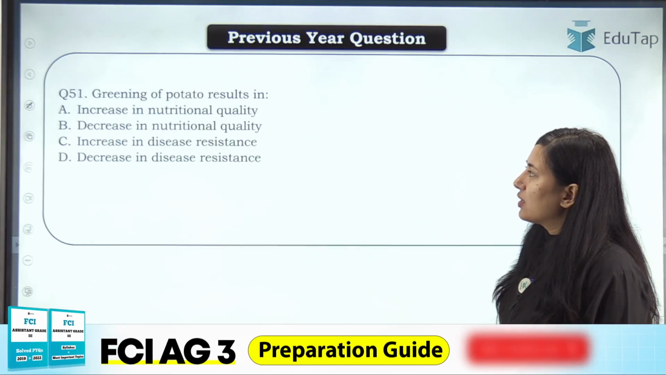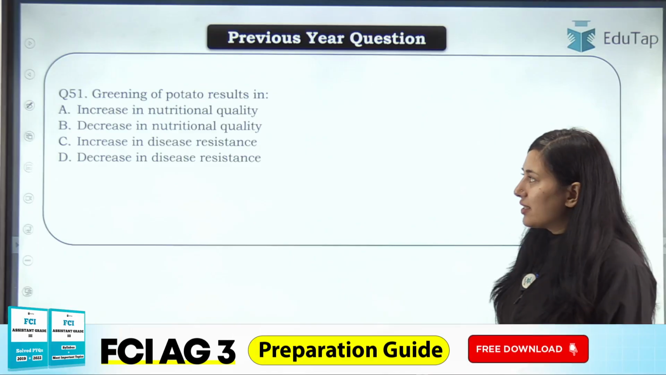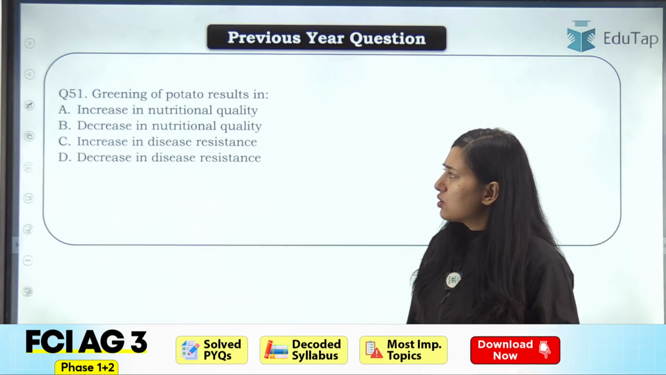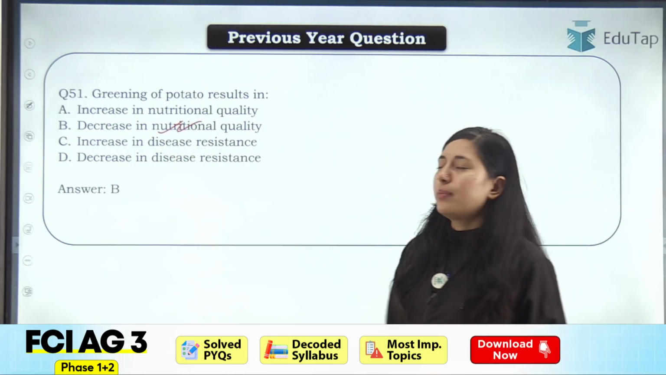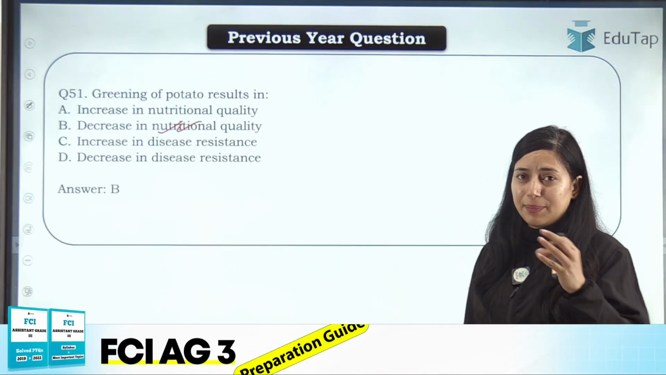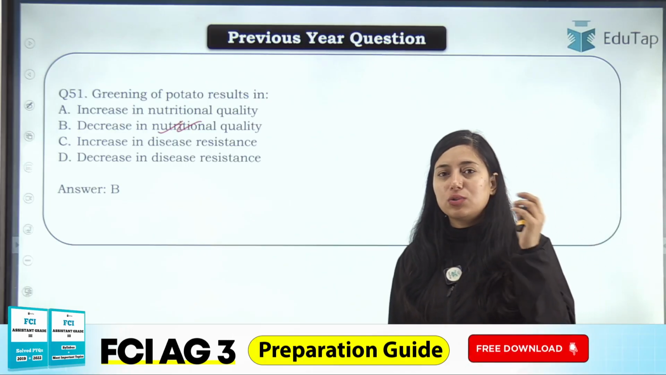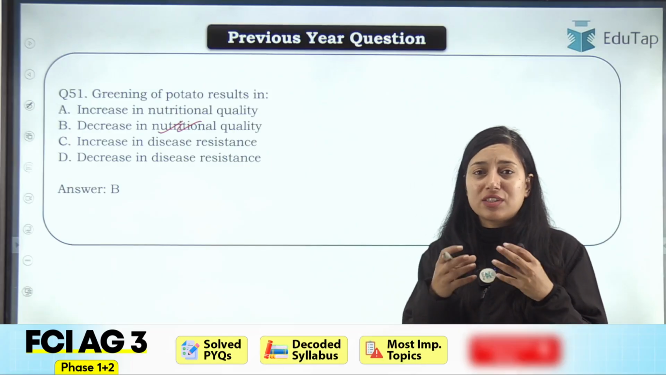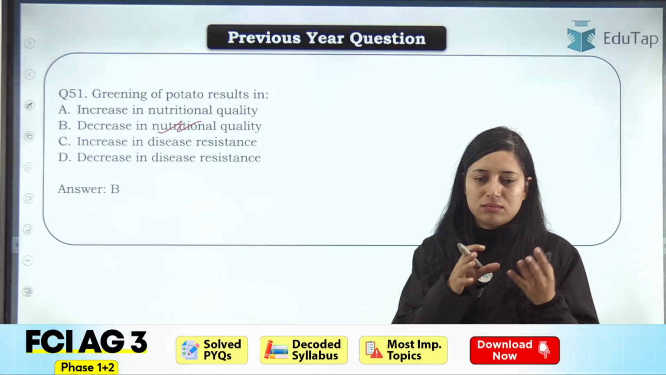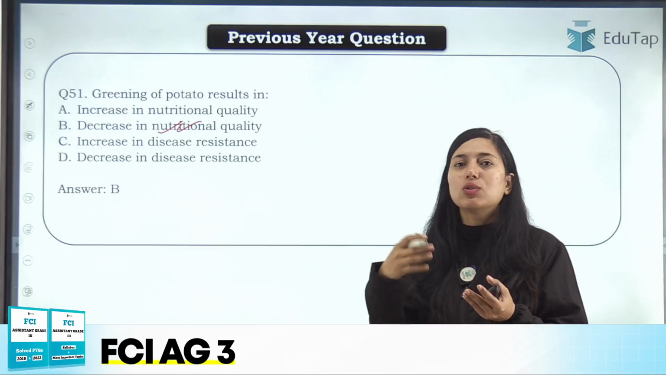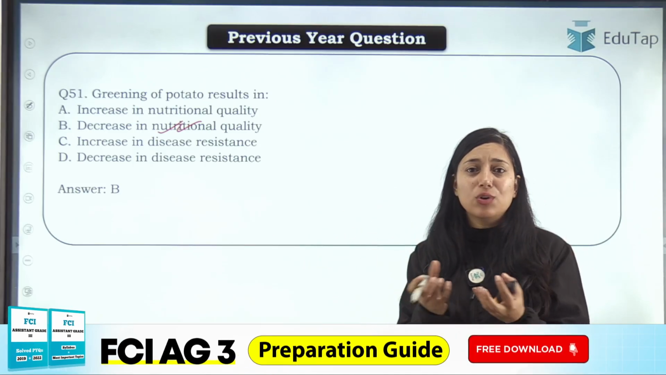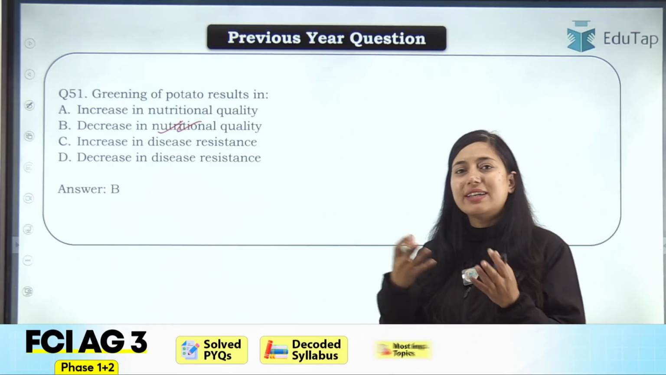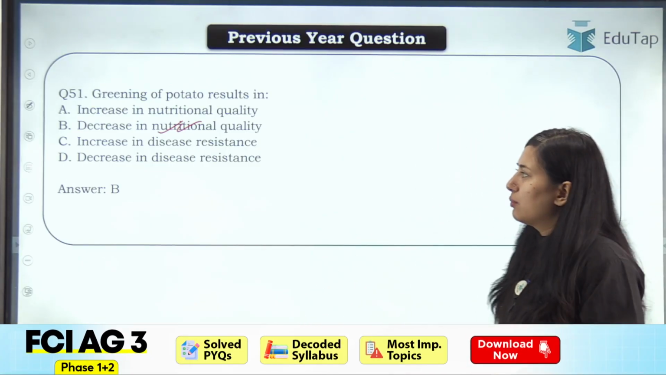Next is, greening in potato results in. Options are given: increase in nutritional quality, decrease in nutritional quality, increase in disease resistance, decrease in disease resistance. So students, it basically decreases the nutritional quality of potato. Greening is a disease that happens in potato due to the exposure of potato to direct sunlight. All the leucoplast, which is a pigment found in potato, gets converted into chloroplast, which is a green pigment, and that's why the potato appears green to us. We cannot consume these green potatoes, so it reduces its nutritional quality. So the answer will be option B.